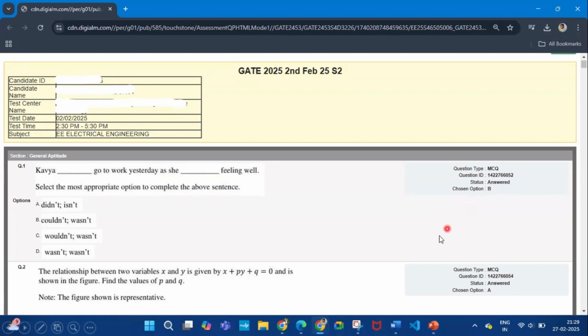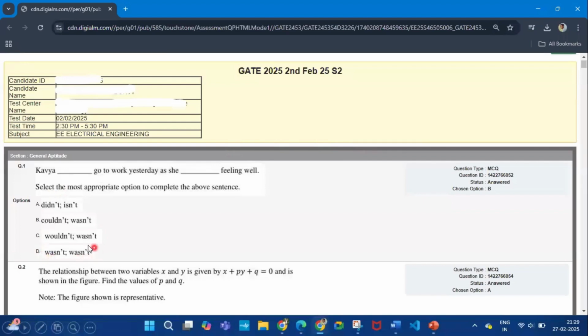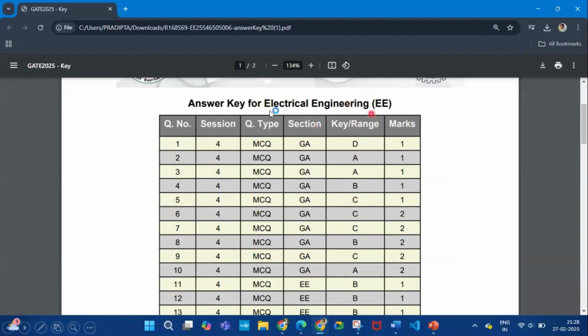But if you see the answer key, you can find that for question number 1, the answer is given as D, that means wasn't and wasn't. But in my case, I chose the option B, that means couldn't and wasn't. If I check the master key, I will find that couldn't and wasn't are there in option D, which matches the answer key.